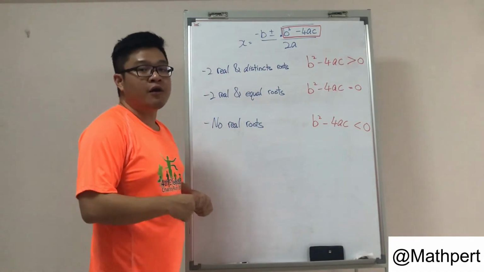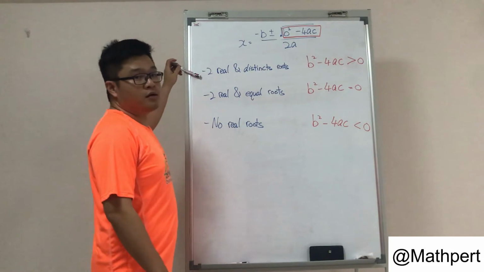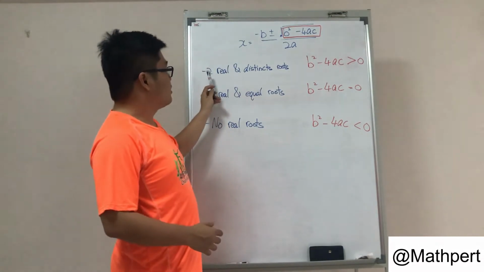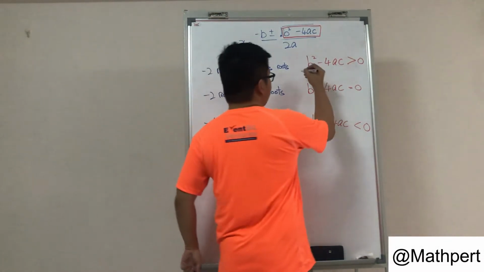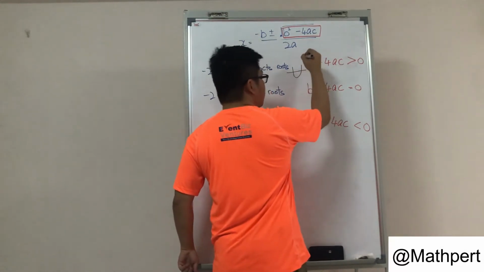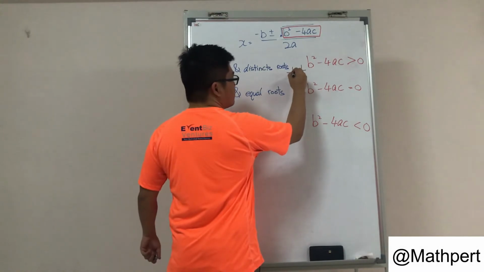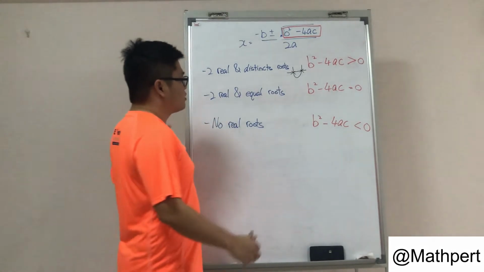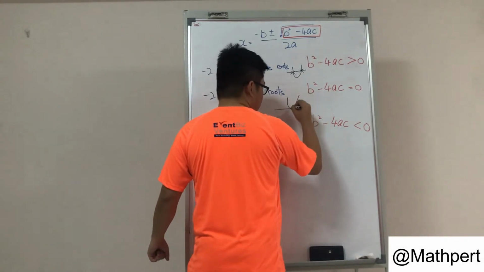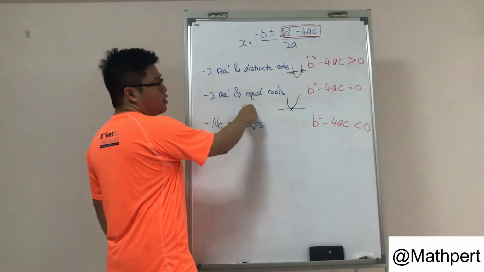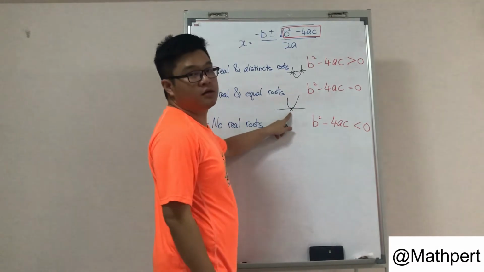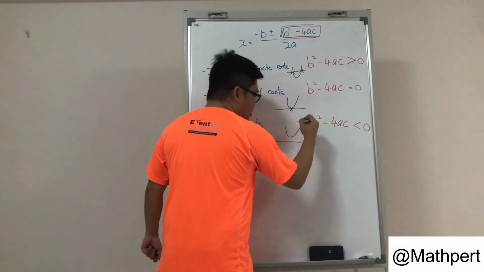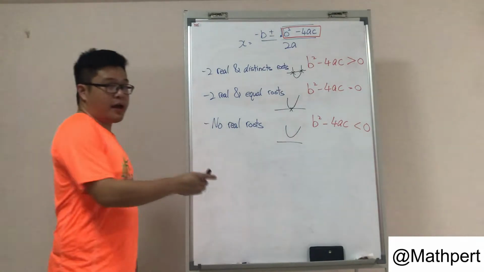So what does the graph look like when the quadratic equation falls under each case? For two real and distinct roots, the graph will be like this. For two real and equal roots, the graph will be like this, meaning there are two roots with the same value. And for no real roots, there are totally no intersection points.